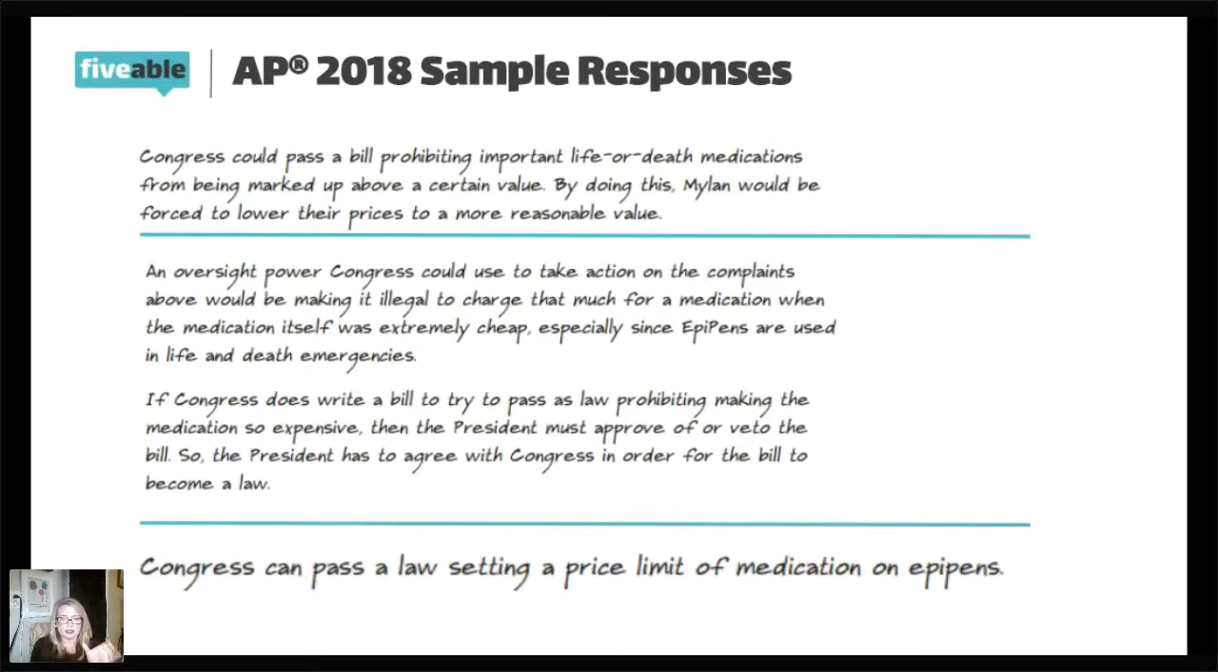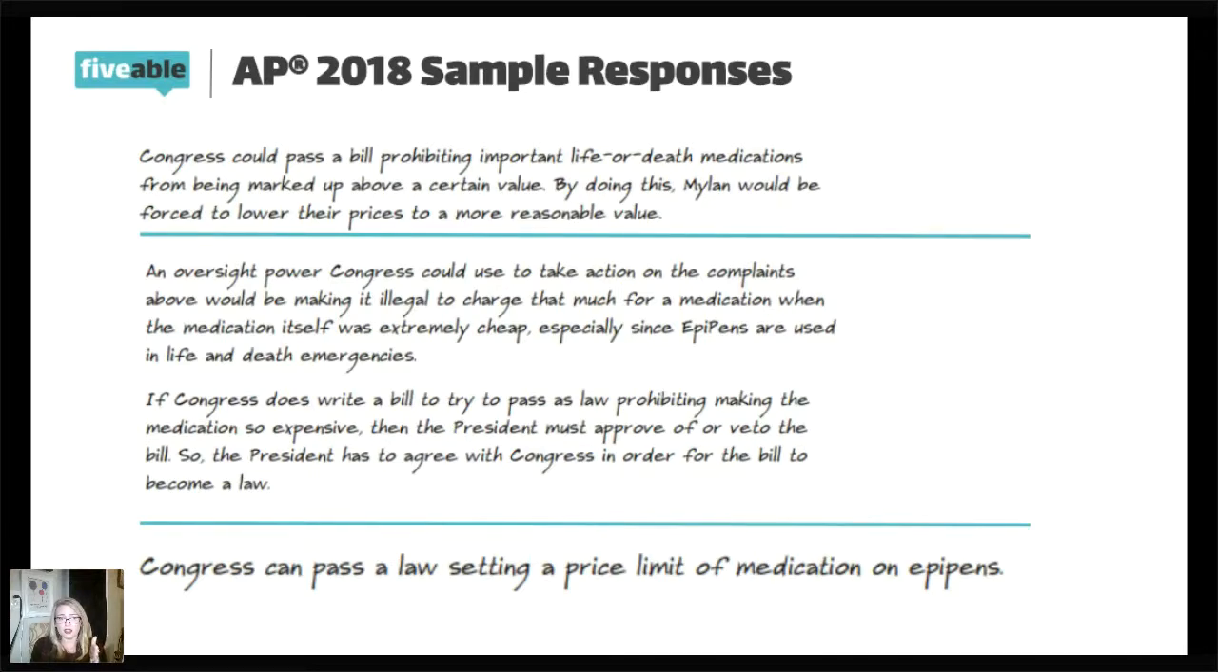Oversight power and making a law are kind of two different things. And they never say anything about making a law in the first paragraph. Okay? All right, the second paragraph says, if Congress does write a bill to try to pass a law prohibiting making the medication so expensive, then the president must approve or veto the bill. Okay, so this was the second part of the essay, which was supposed to be about what can the president do, okay, to try to influence this.